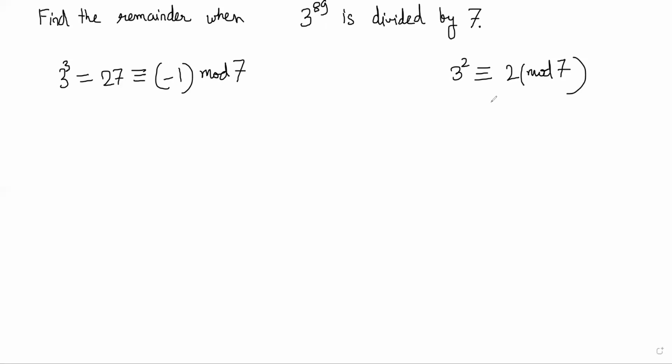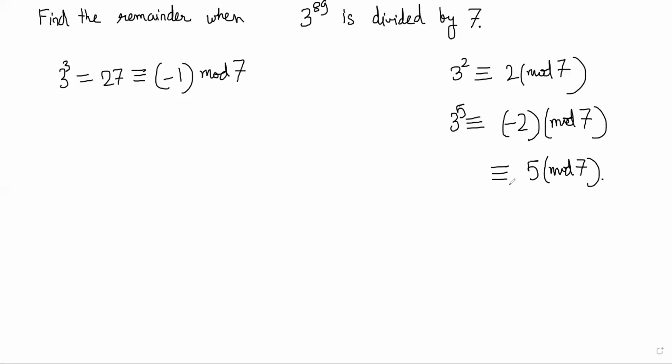And if you look at it, 3 power 5 is 243, which is equal to minus 2 mod 7, because 245 is divisible by 7, it will be 35, and 243 is minus 2 mod 7, so this is equal to just 5 mod 7, right?